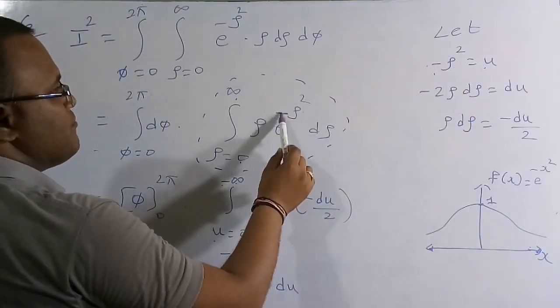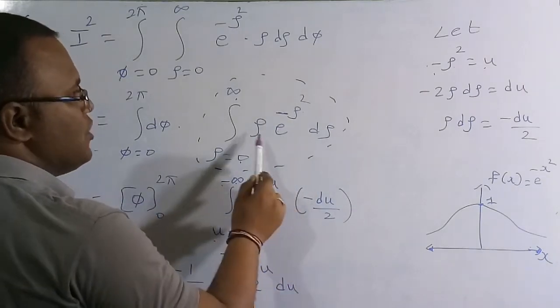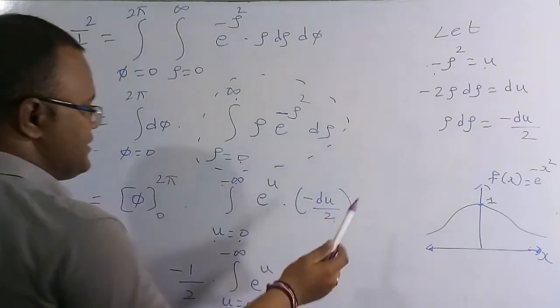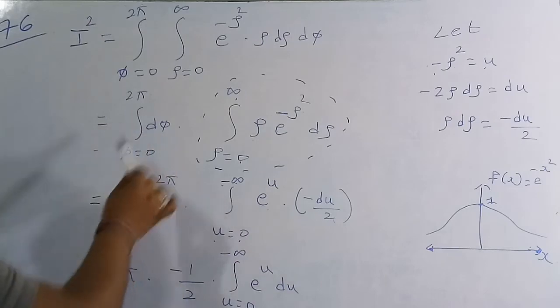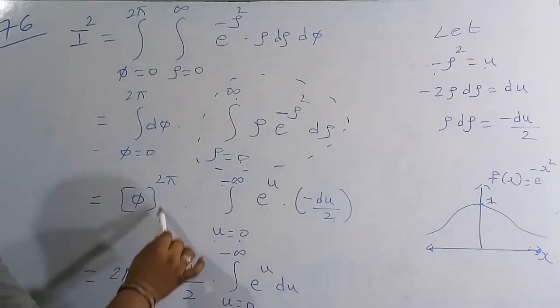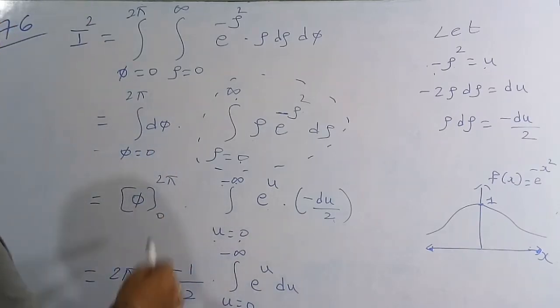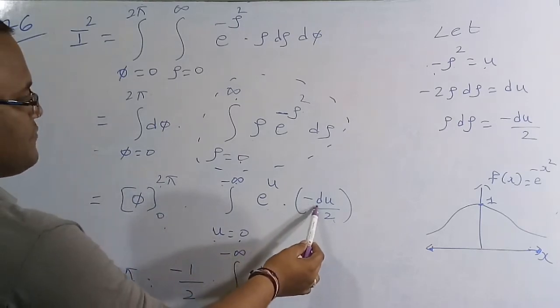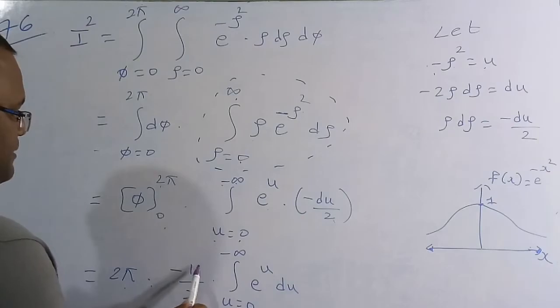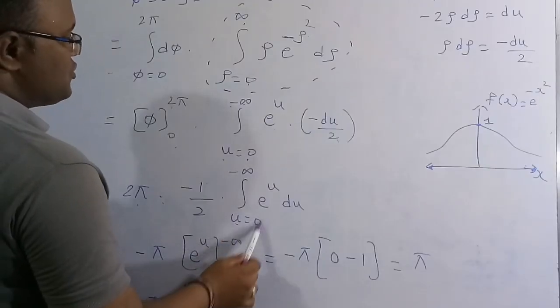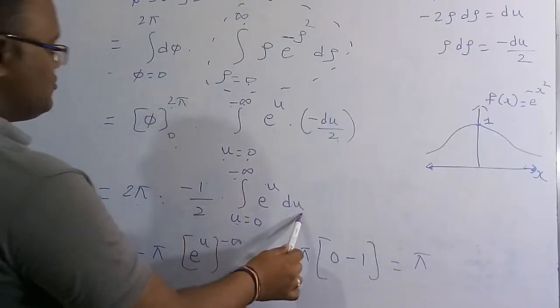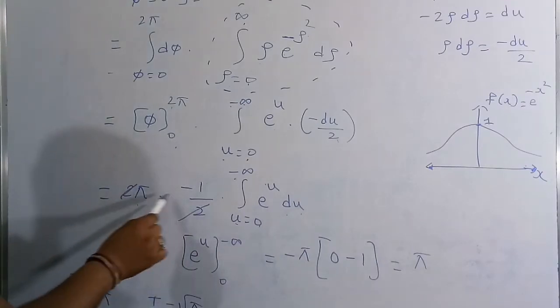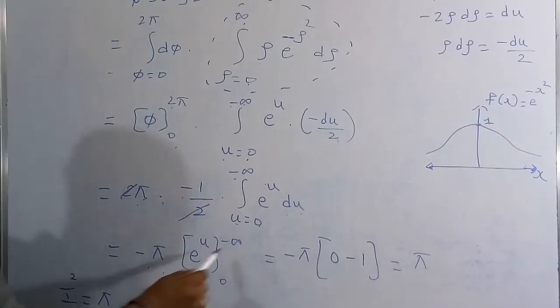But e to the power of minus rho square is e to the power of u. So e to the power of u into rho into d rho is minus du by 2. And here integration of d phi is phi. Substitute the limits. Lower limit is 0 and upper limit is 2 pi. So upper limit minus lower limit, which is 2 pi minus 0, is equal to 2 pi into, here minus half is a constant. We can take it outside the integration. Minus half into integration from u is equal to 0 to minus infinity, e to the power of u into du. So 2 cancels. So pi into minus 1 is minus pi into.